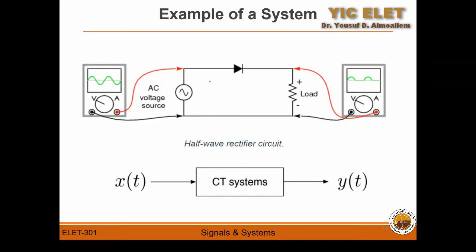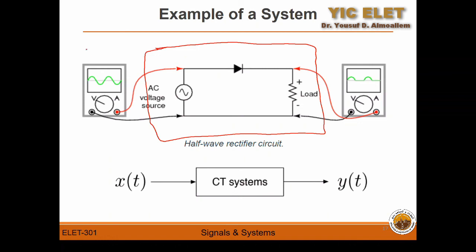So here are some examples of systems. This is a system which works as a filter or rectifier. So the input here is a voltage source, and the output here is again the voltage after rectification. So it was a full wave, and after rectification it becomes a half wave.